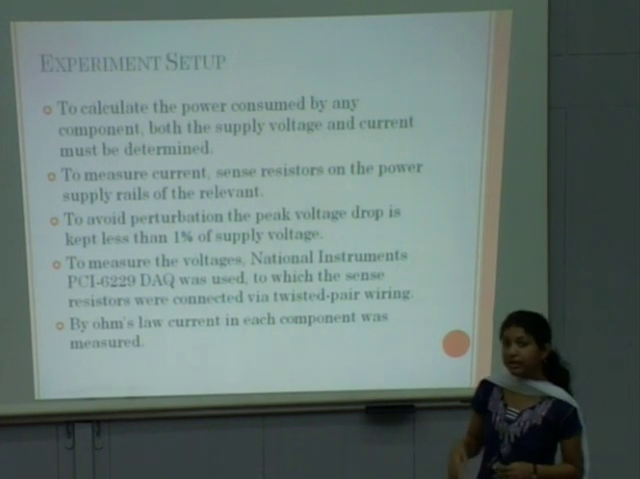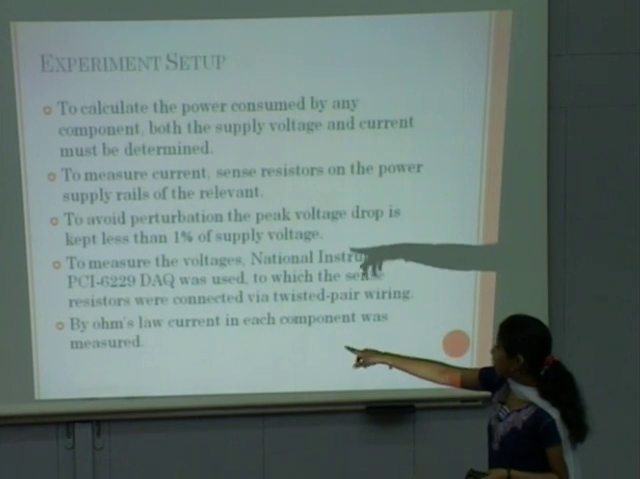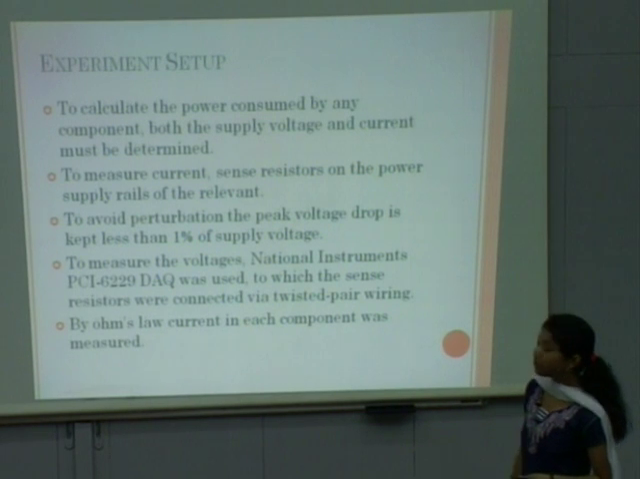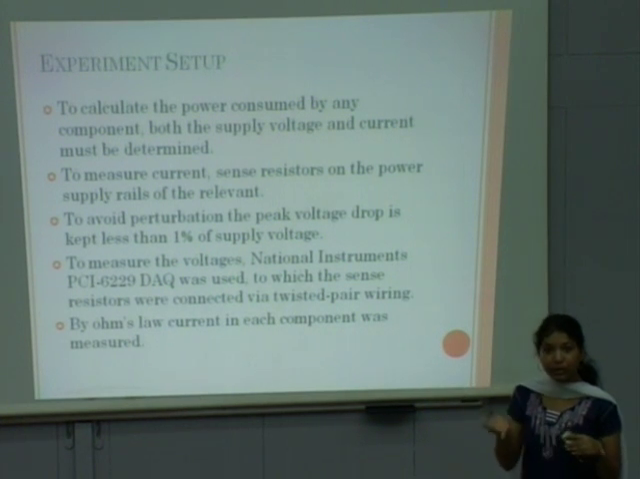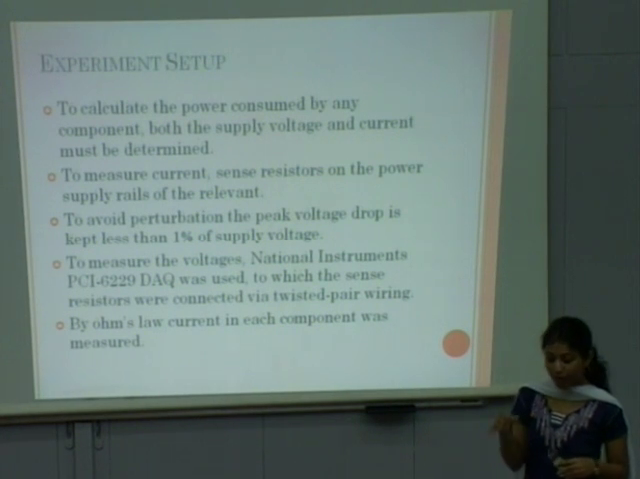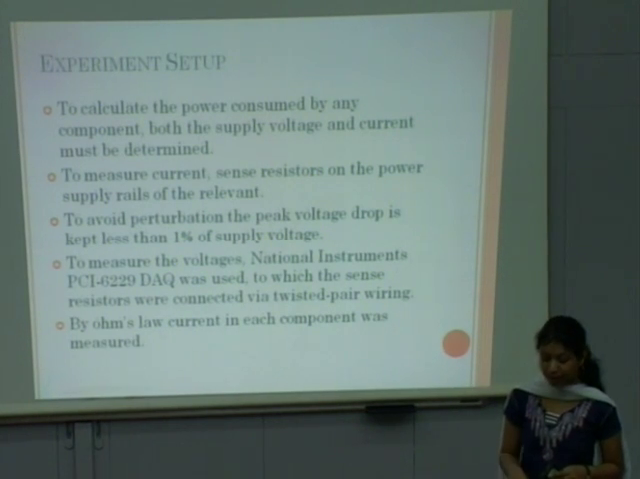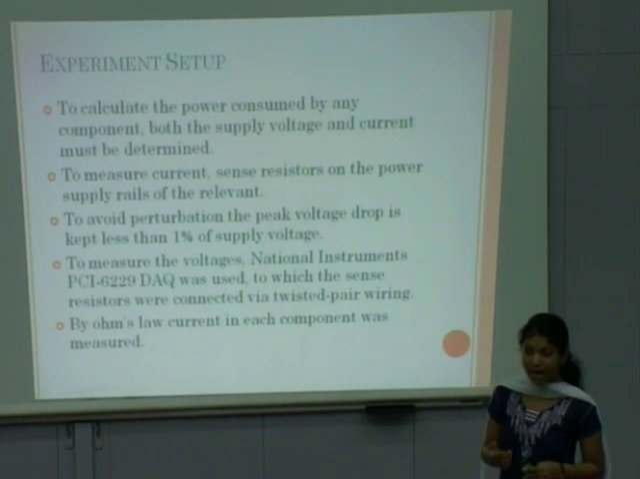To measure this, they used a device, the National Instruments PCI 6229 DAQ. They used this device to measure the voltage, and it consisted of sense resistors which they connected to the mobile circuit so that they can measure the voltage drop at each component. The peak voltage drop which they set was less than 1% of the supply voltage, so that the disturbance in the voltage will be as minimal as possible.